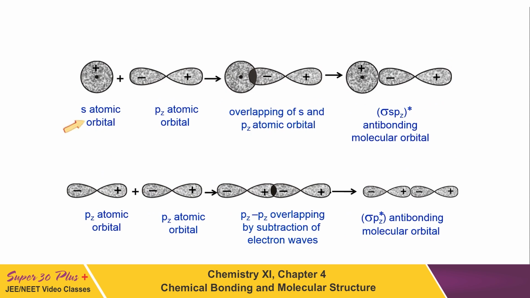Similarly, when an s orbital linearly combines with a pz orbital, but in an out-of-phase combination, there is a formation of ABMO, and the shape of the ABMO is like this. A nodal plane is there. But when pz and pz combine in a destructive manner, out of phase, there is again a formation of ABMO, which looks like this. So this is the real shape of sigma 2pz and sigma star 2pz.